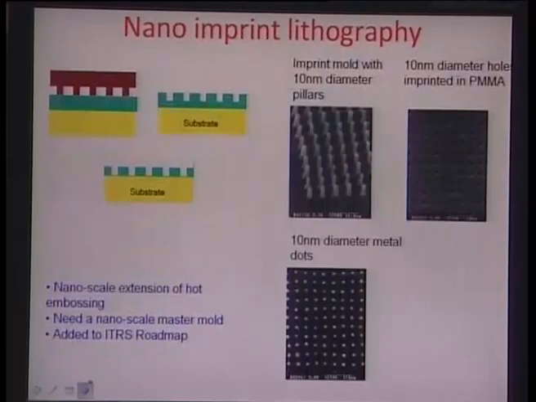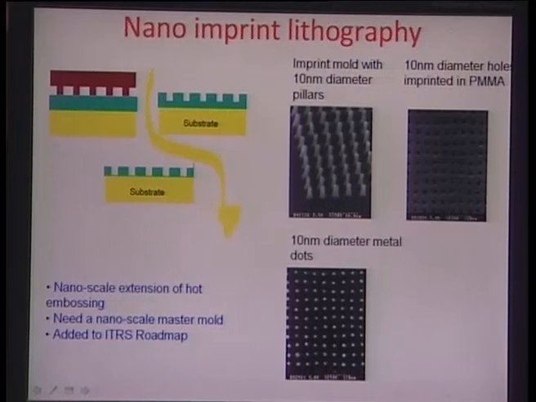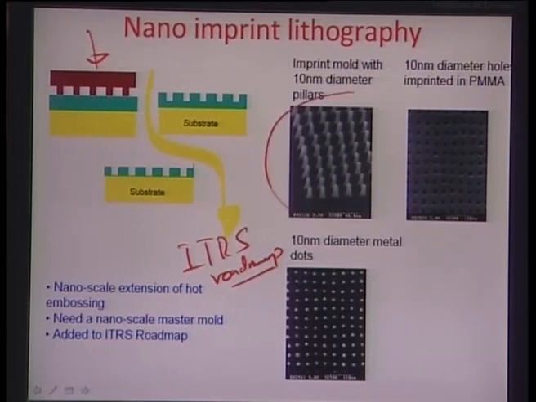So, another very important process which comes almost immediately from compression molding is nano imprint lithography, and I would like to just illustrate that this process has also been included in the ITRS roadmap, especially for end of the road devices. As you see here, the same process as compression molding is used, but on a much smaller scale, on a submicron scale. These are some illustrations of what nano imprint lithography can do.